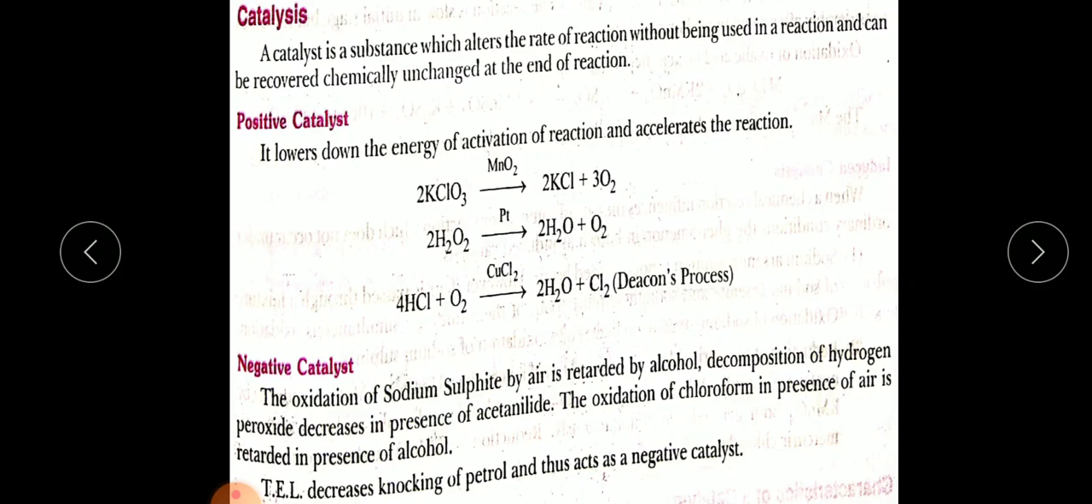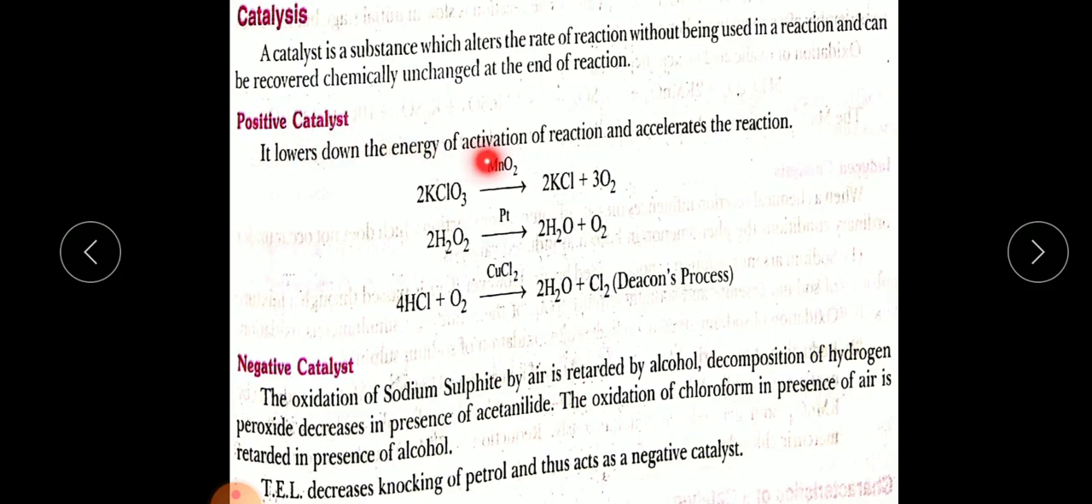So, the reaction which involves a catalyst is known as catalysis. A catalyst can either increase the rate of the reaction or decrease the rate of the reaction. The catalyst which increases the rate of the reaction is called a positive catalyst, and the catalyst which decreases the rate of the reaction is called a negative catalyst.